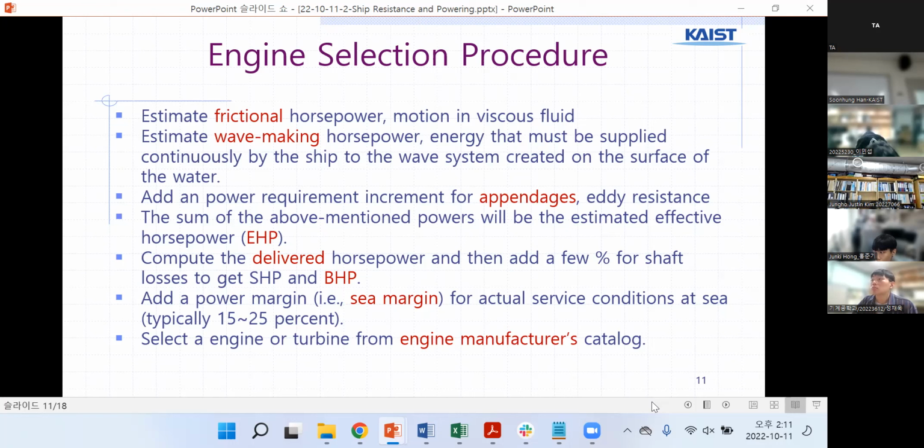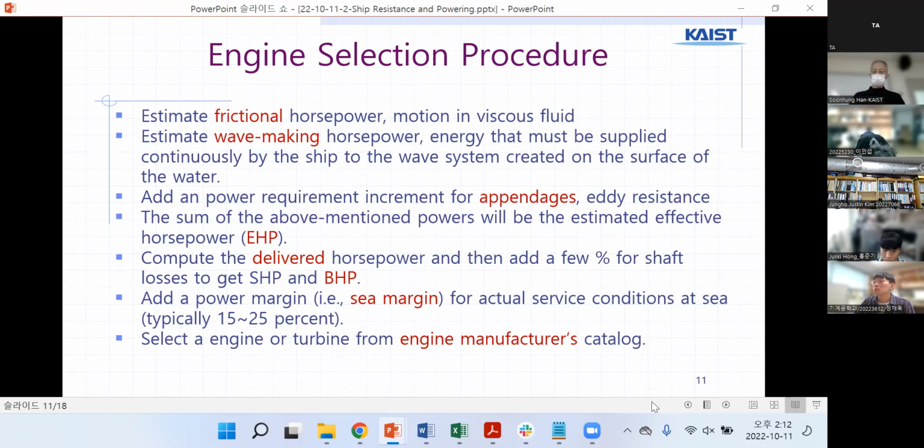And then you can calculate efficiencies and then arrive at the rating horsepower just before the engine. And finally, you can add a sea margin because the sea is rough, and also because we cannot estimate some uncertainties. But typically it is like a big 20% margin for the engine. So then select the engine from the manufacturer's catalog.